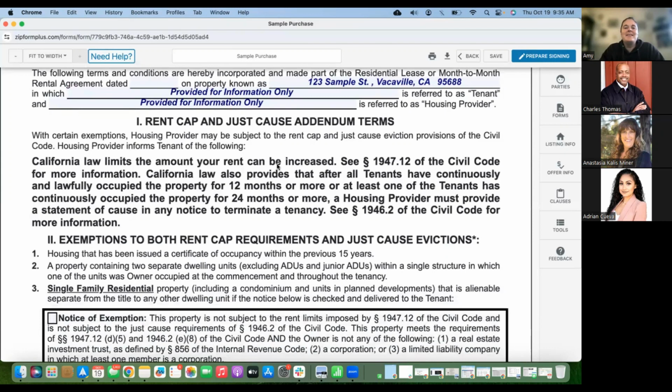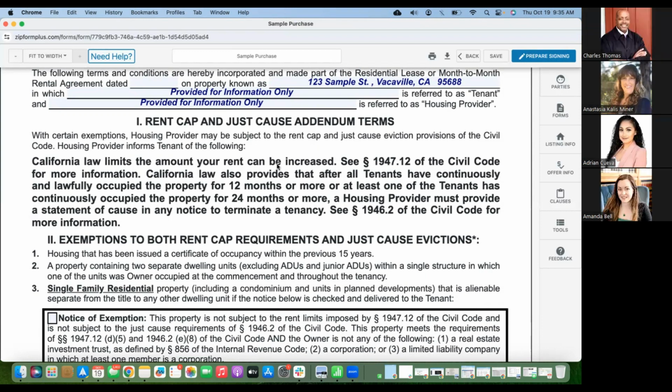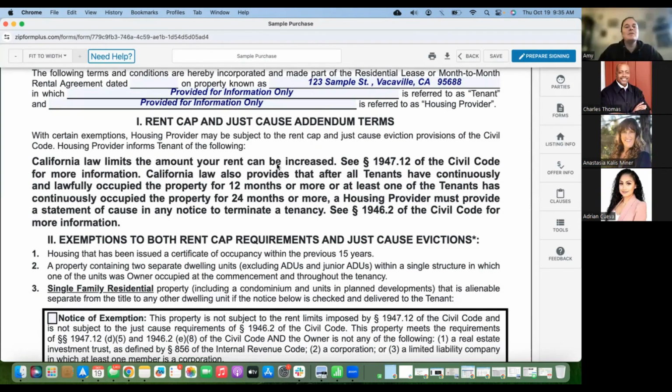Rent cap and just cause addendum terms. With certain exemptions, housing provider may be subject to the rent cap and just cause eviction process of the Civil Code. Housing provider informs tenant of the following. California law limits how much your rent can be increased. See section 1947.12 of the Civil Code for more information.